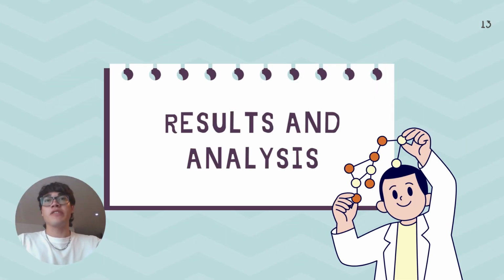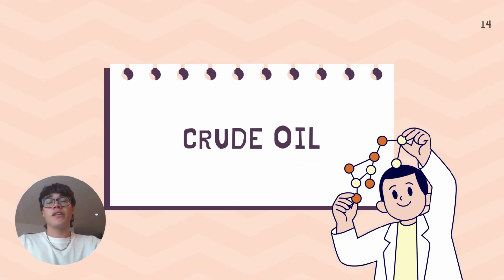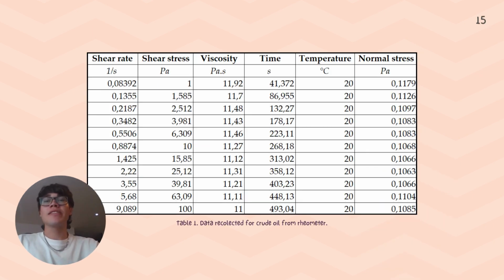Okay, now we're going to talk about the results and the analysis related to them. First, we have the data from the crude oil sample. In this table, we present the rheology properties of the crude oil sample. All these data were collected from the rheometer in the lab. First, we have the shear rate, then the shear stress, and finally the viscosity. Those are the properties that we're going to analyze. But we also present time, temperature, which shows us that the test was isothermal, and finally the normal stress.